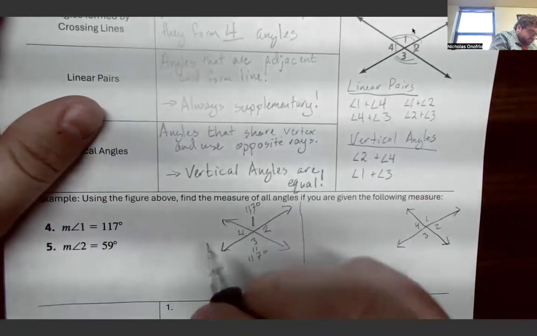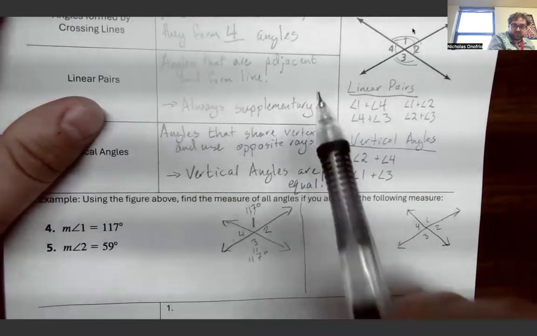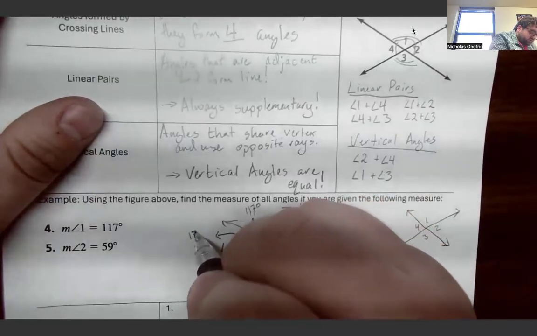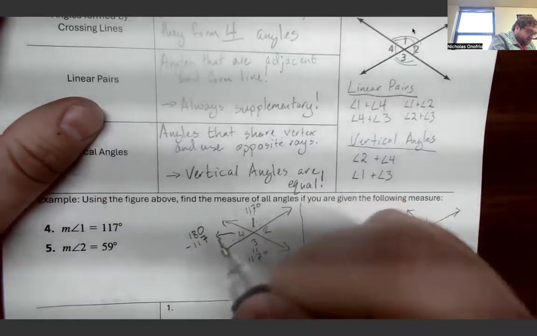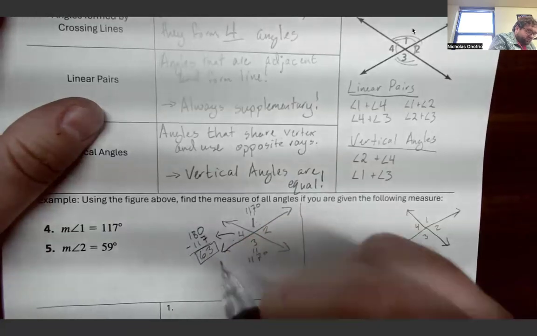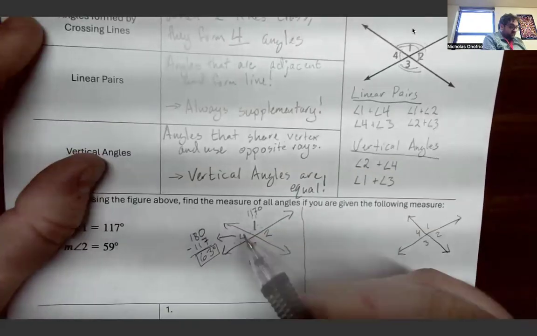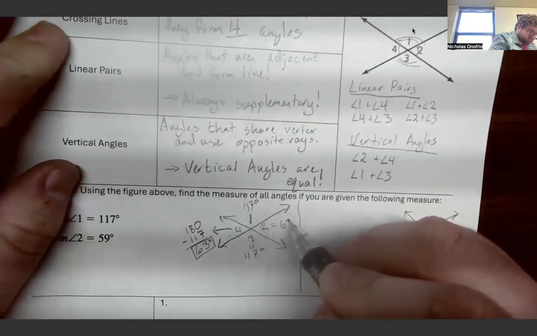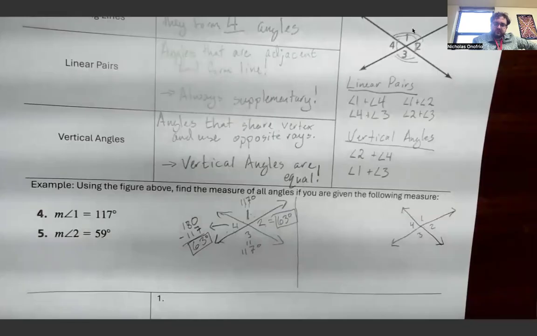We can find angle 4 because 1 and 4 make a linear pair. Linear pairs are always supplementary, meaning they add to 180. So to find the measure of angle 4, we take 180, subtract 117, and that gives you 63. So the measure of angle 4 is 63 degrees. And then, because 2 and 4 are also vertical angles, we can say that angle 2 is 63 degrees. See how quick and easy that can be?